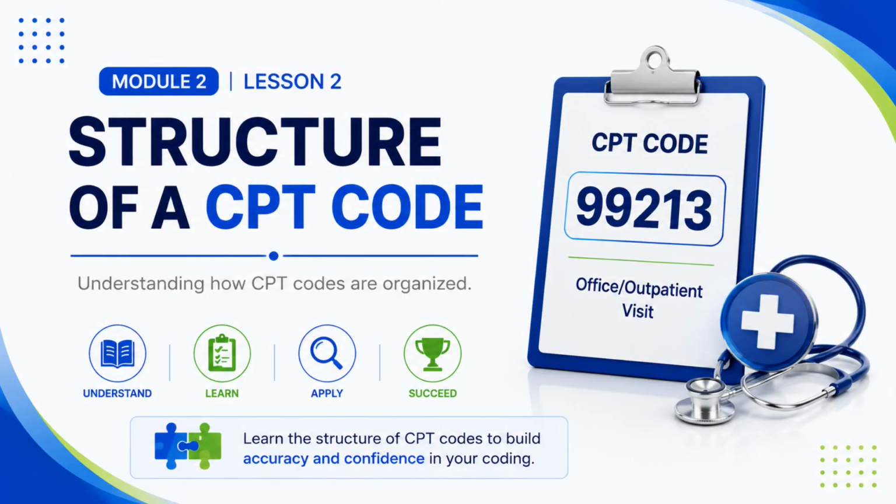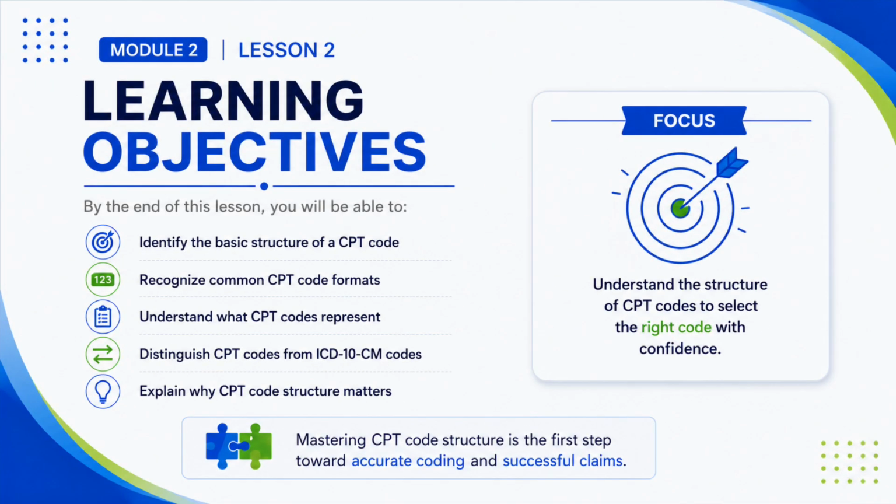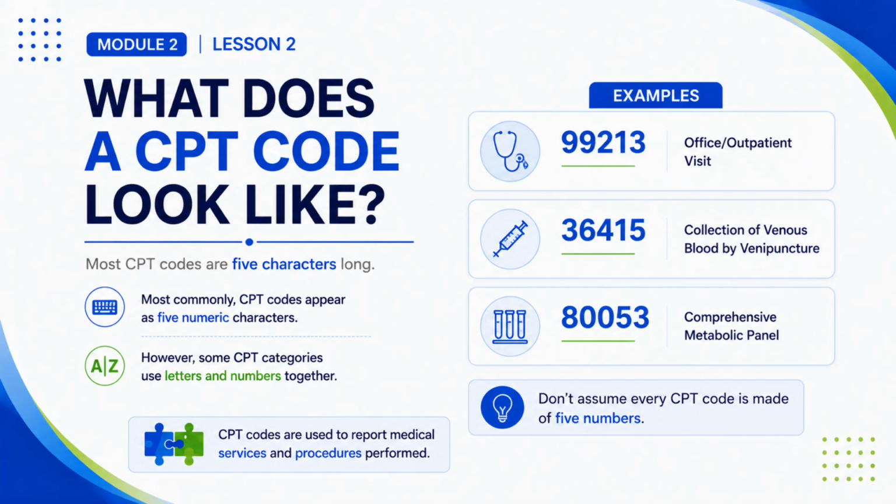Today, we'll learn how CPT codes are structured, what they represent, and how they differ from ICD-10-CM. In this lesson, you'll learn the basic structure of CPT codes, recognize common formats, and understand why CPT structure is important when selecting codes. Most CPT codes are 5 characters long and commonly appear as 5 numbers. Examples include 99213 and 36415. However, some CPT categories use letters and numbers together, so don't assume every CPT code will look exactly the same.